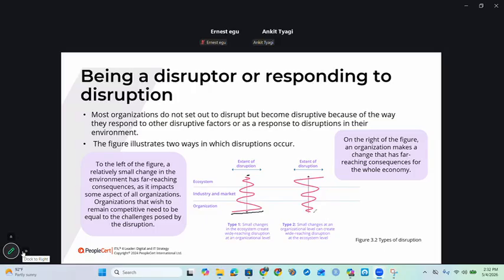Similarly, a small change at the organizational level can create a wide-reaching disruption at the ecosystem level. Here, an organization makes a change that has far-reaching consequences for the whole economy. So, like I said, the impact could always be vice versa. But where the impact is, how many industries, how many markets, whether it's a single industry or single market, those factors need to be taken into consideration. Any change, either at the organizational level or at the ecosystem level, can always have a far-reaching impact either on the organization or on the whole economy.